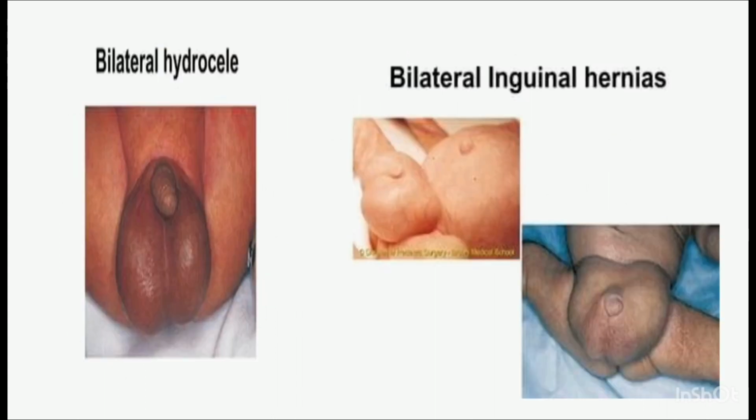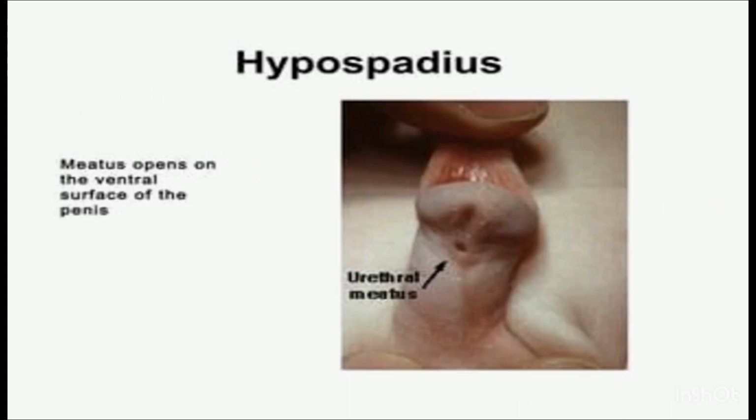This is the picture of hydrocele or inguinal hernia. In bilateral hydrocele, as you can see, there is enlargement of the scrotum on both sides, and in bilateral inguinal hernia, an internal organ is protruded from both sides of the inguinal area. This is the picture of hypospadias. The meatus opening on the ventral surface of the penis is called hypospadias.